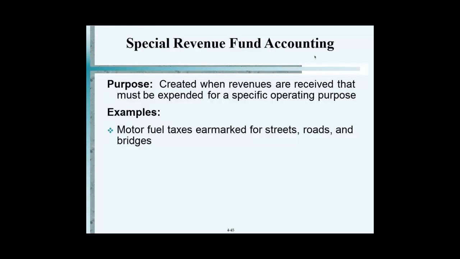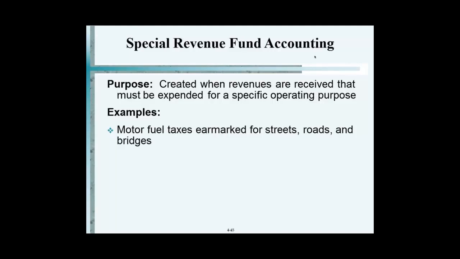Special revenue funds. And so we looked at general fund. What are special revenue funds again? They are where the revenue is what? Is restricted or specified for a specific purpose, right?